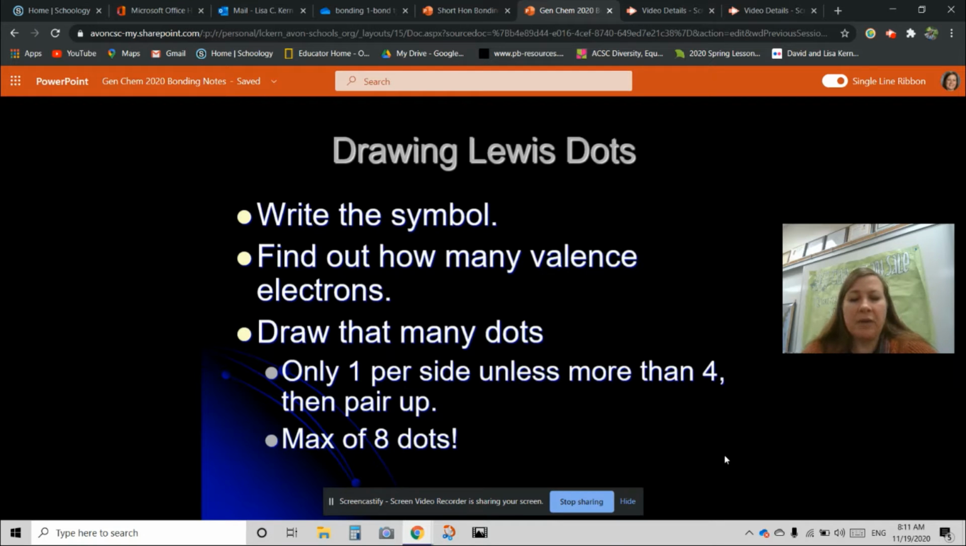And then however many valence electrons it has, you're going to draw that many dots around the symbol of the element. Only 1 dot per side unless there's more than 4, and then you pair them up. Maximum of 8 dots because, of course, the maximum number of valence electrons anything has is 8.